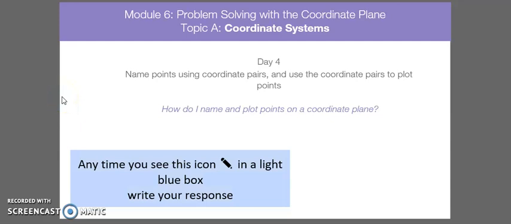Welcome. My name is Jerry Sunarine, and today's lesson will look at how do I name and plot points on a coordinate plane. Before we go into the main lesson, we're going to do a little bit of practice in understanding what is a coordinate plane.